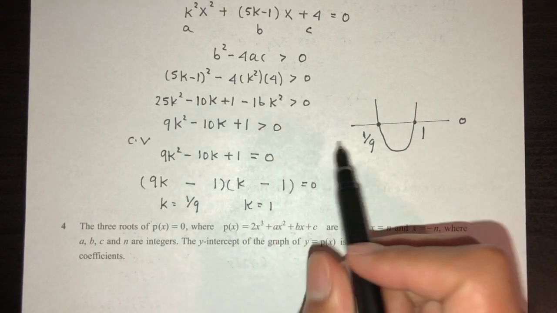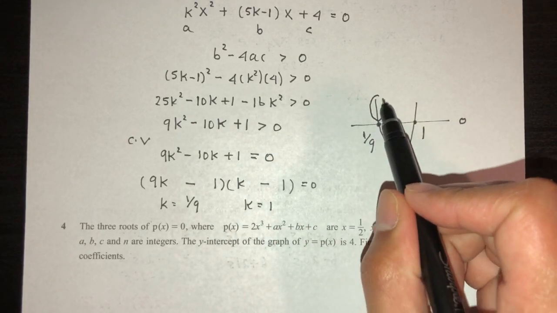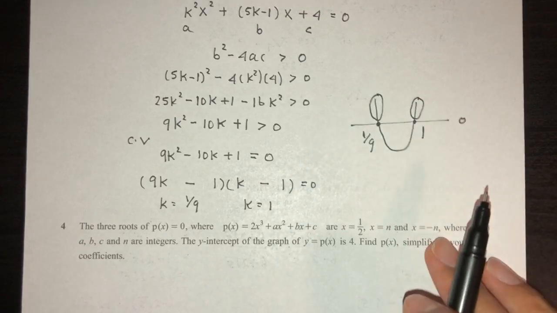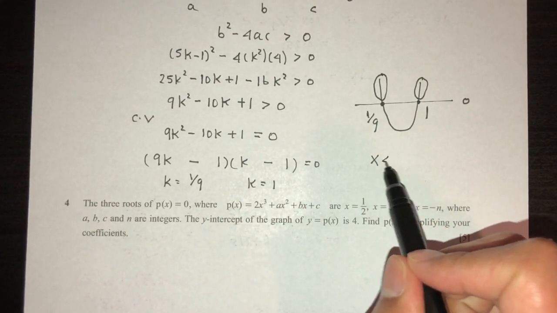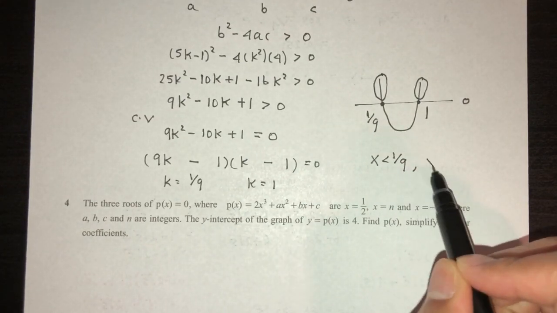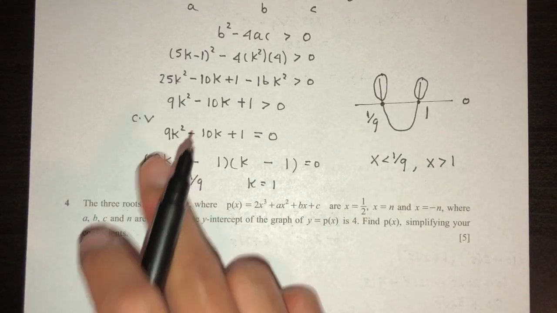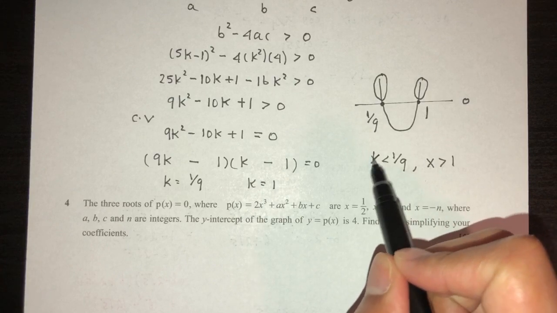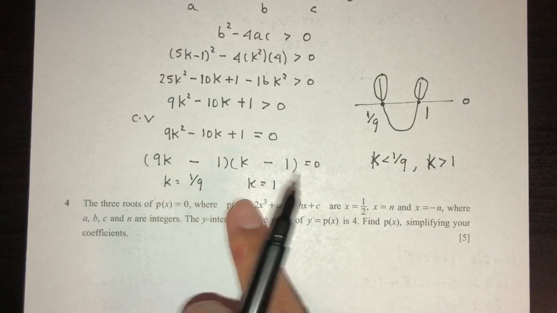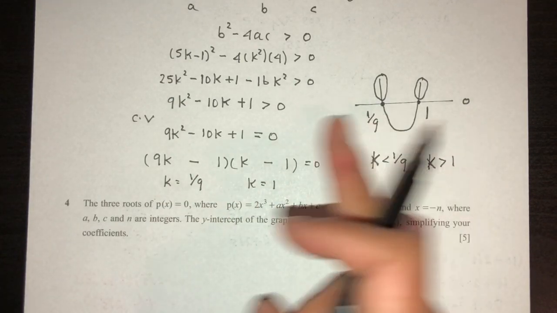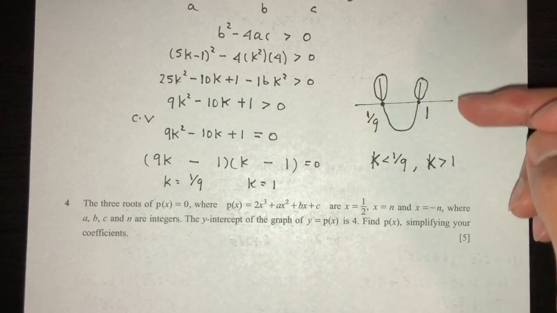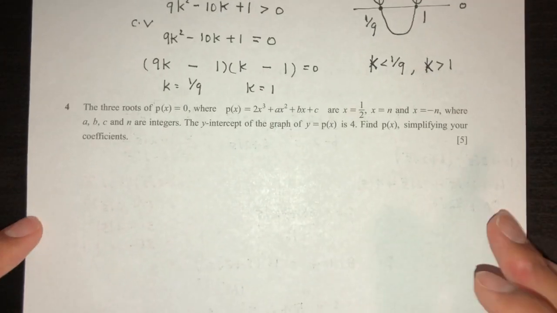Where is it more than 0? It will be this side and this side. So your values of x has to be less than 1 over 9, more than 1. So this will be your set of values of, sorry, for k, not x. K, right, k. So k has to be on the left side or on the right side for it to be more than 0. That is question number 3.